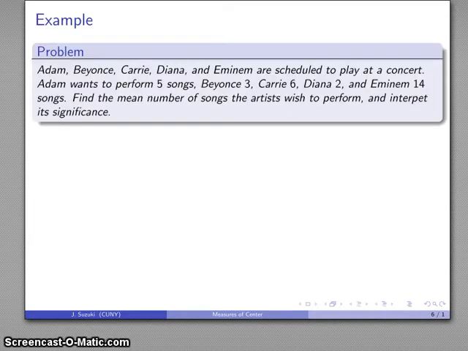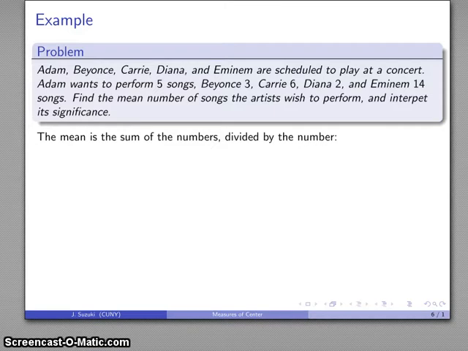And so, for example, we might take a look at this. Adam, Beyonce, Carrie, Diana, and Eminem are scheduled to play at a concert. And Adam wants to play 5 songs, Beyonce 3, Carrie 6, Diana 2, and Eminem decides he wants to do 14 songs. And so let's determine, first off, the mean number of songs the artists wish to perform, and let's interpret the significance of that value.